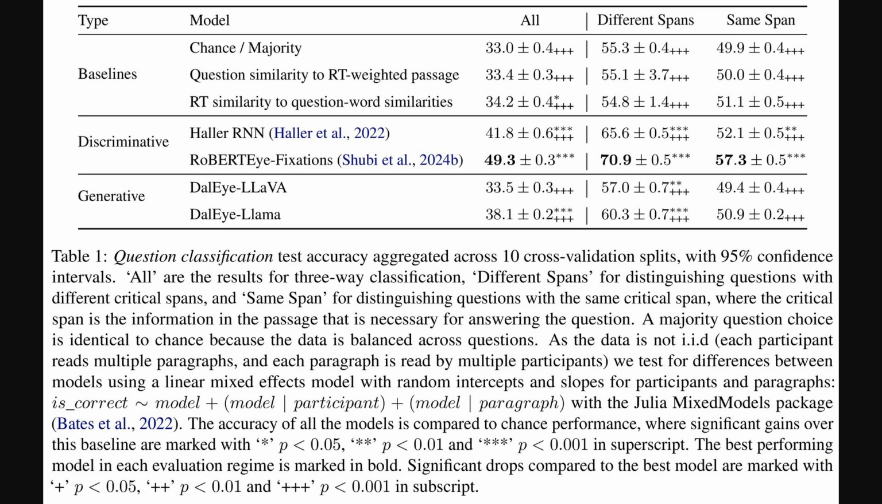Okay, so moving to the results. Table 1 here details the question classification test accuracy. It compares different types of models, including simple baselines, which are like basic comparison points that help us gauge performance, alongside the discriminative and generative models we just talked about. We see accuracies for 3 scenarios: all questions, distinguishing questions with different spans, and the trickier same-span task. The standout is the Robert Eye Fixations model, a discriminative type, hitting 70.9% accuracy for different spans, and, impressively, 57.3% even when critical spans are the same, showing it really can pick up subtle cues.